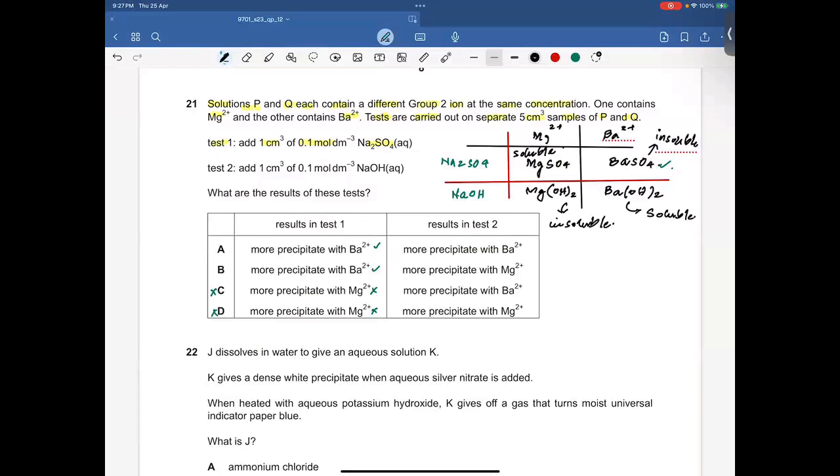So more precipitates with barium ions is incorrect, because barium hydroxide is soluble. So obviously B is going to be the right answer. Obviously A is also incorrect. Okay.